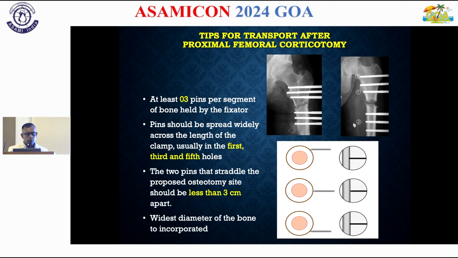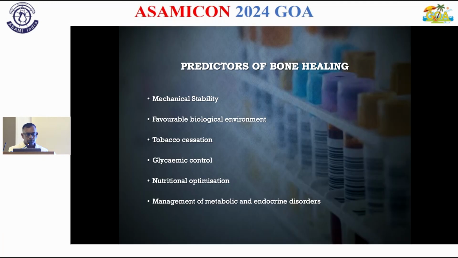We should try and put at least 3 pins, which I have already mentioned. They should be spread widely across the length of the clamp. There are 5 holes, so every alternate hole should be used. The 2 pins that straddle the proposed osteotomy site should be around 3 centimeters apart. And of course, the widest diameter of the bone for the best purchase of the pin should be used. We should take time and follow these steps.